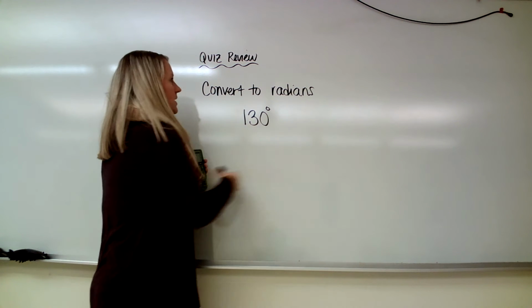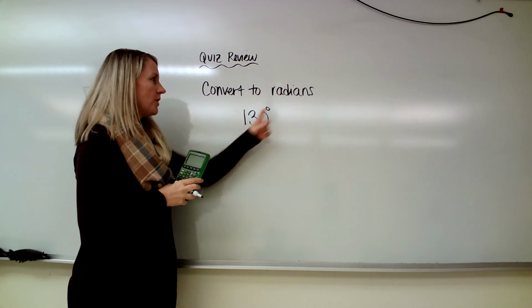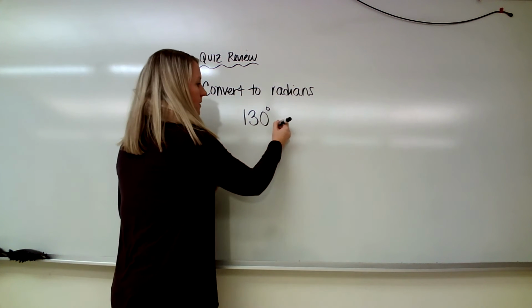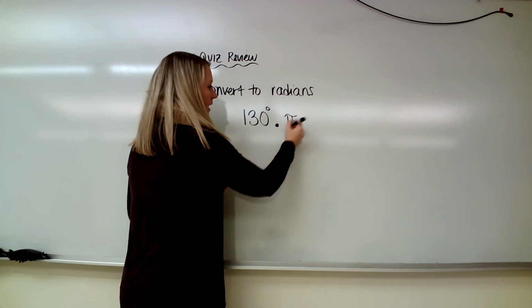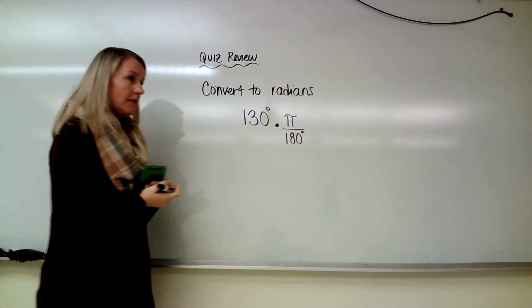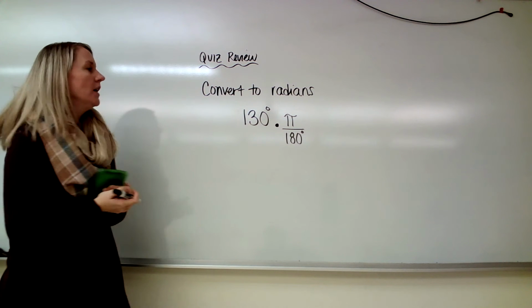Anytime you see converting to radians, so we start with a degree and we're going to a radian, we always multiply by the same fraction, and that's going to be pi over 180. So we had written that down last week, so please make sure you do have it. And if you don't have it, write it now.